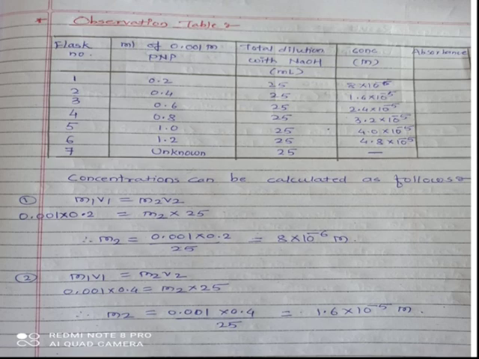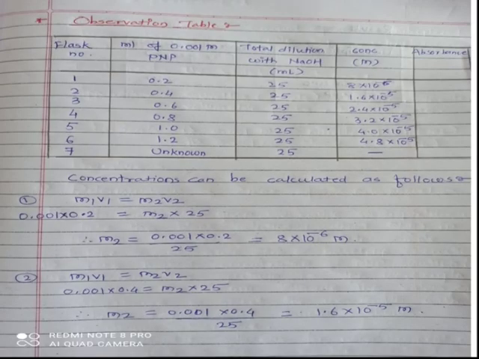And concentrations are calculated as follows. Take our general formula, M1V1 is equal to M2V2. The M1 is the initial concentration, 0.001 molar, and from that we have taken 0.2 ml of para-nitrophenol, which is equal to V2, and total volume is 25 ml. So just do multiplication. M2 is equal to 0.001 into 0.2 divided by 25. So concentration comes 8 into 10 raised to minus 6 molar. Same way you can calculate all the concentrations and just write them down here.